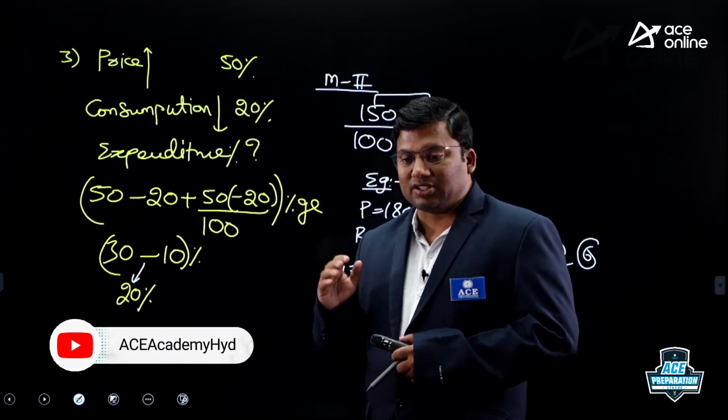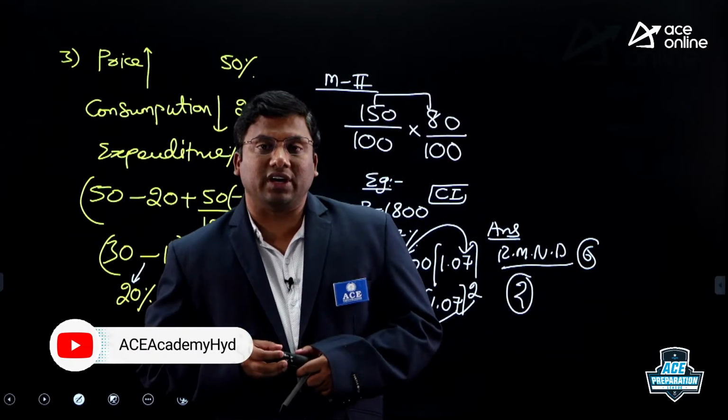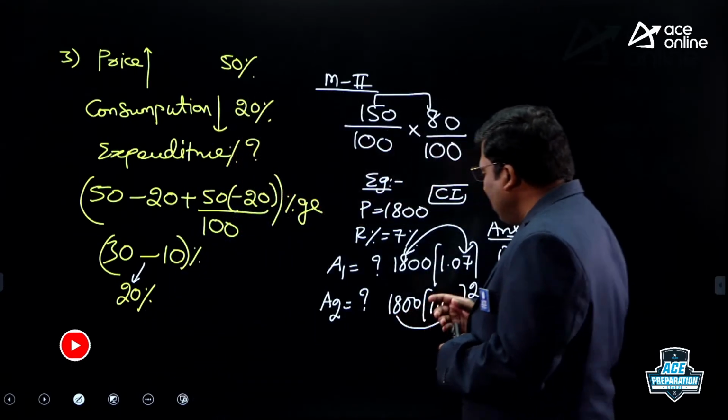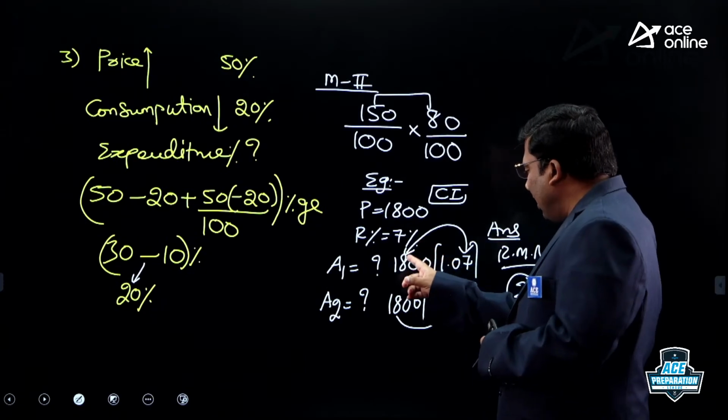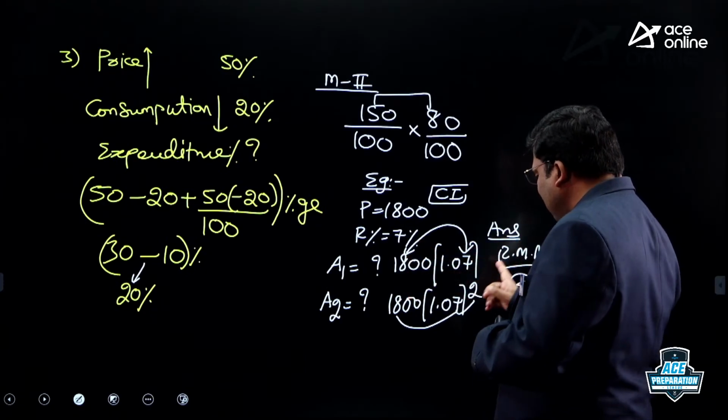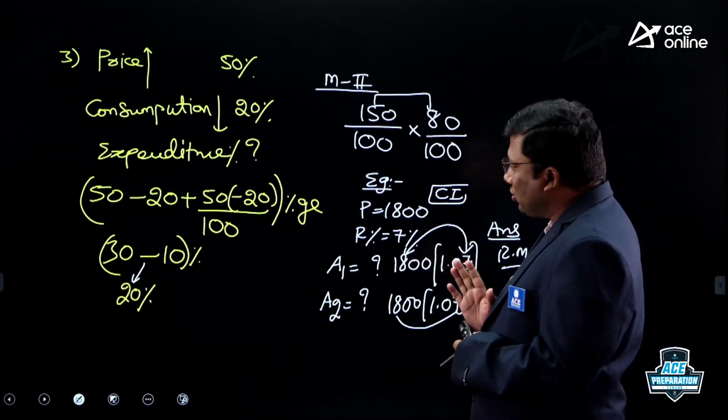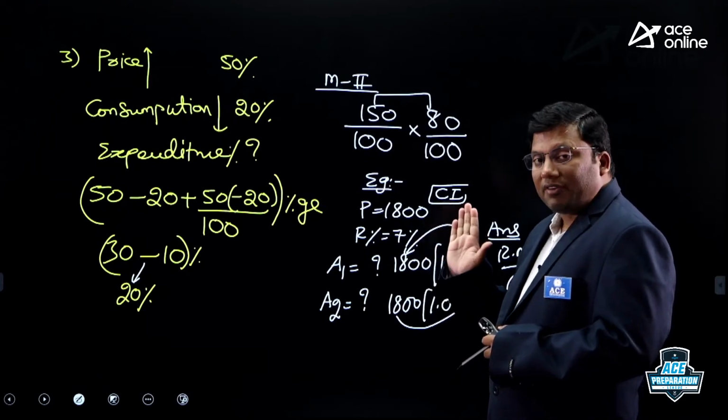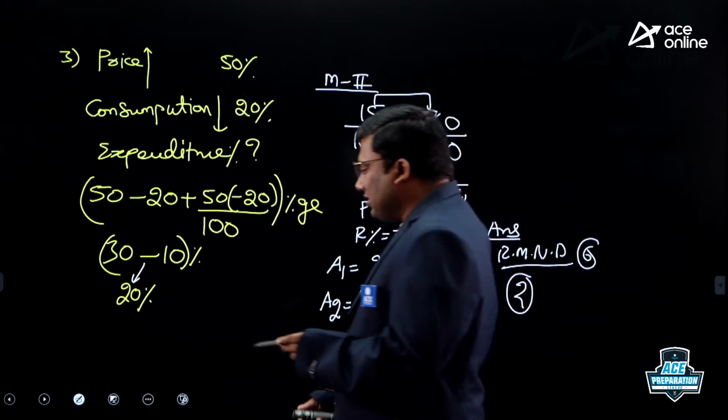Extremely important concept. Unnecessarily you will waste your time doing the calculation. You should not do the calculation. 8 7s are 56, 6. 9 8s are 72, 2. Amount after first year, amount after second year.